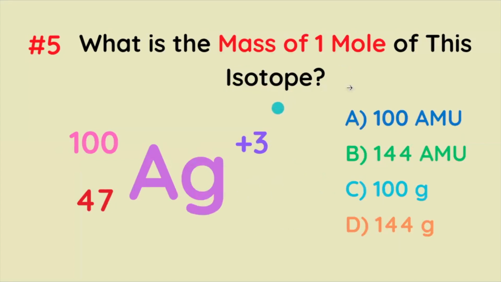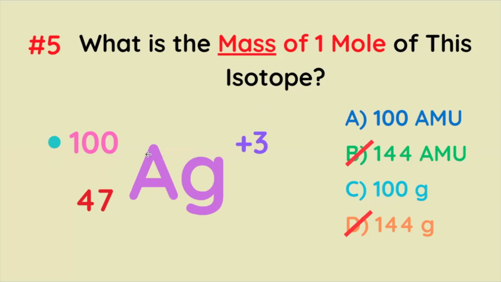What is the mass of 1 mole of this silver isotope? 100 atomic mass units, 144 atomic mass units, 100 grams, 144 grams. So we're going to get rid of choices that have 144 in them, because as we showed in the previous problem, 144 is the total number of subatomic particles, but that includes electrons. Electrons have negligible mass, so we're not going to count electrons towards the mass.